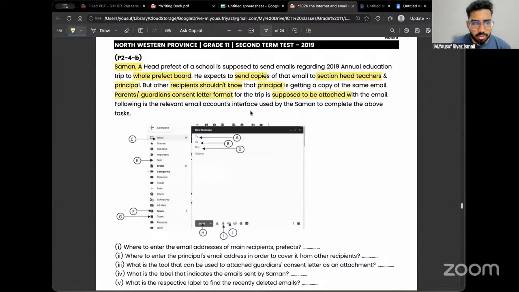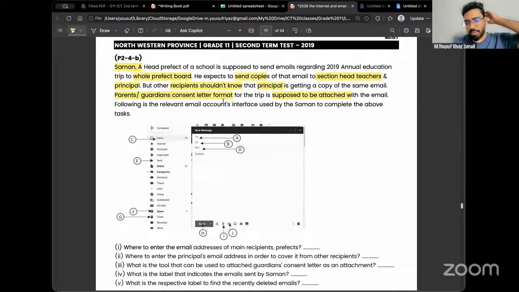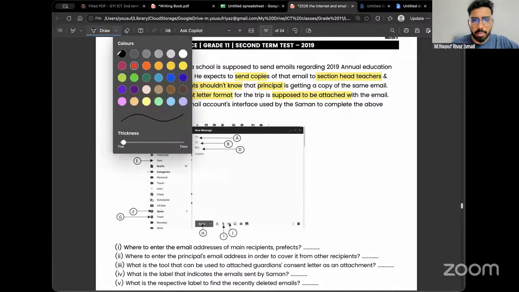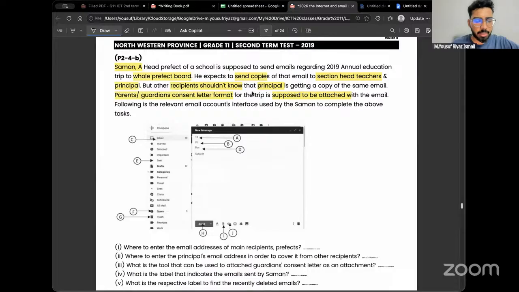Following is the email of an account interface. They are talking about a head prefect, who is supposed to send an email. When he sends the email to the student prefect board, he has to also send copies of the emails to the sectional head teachers and principal. And no one should know that the principal is getting a copy.